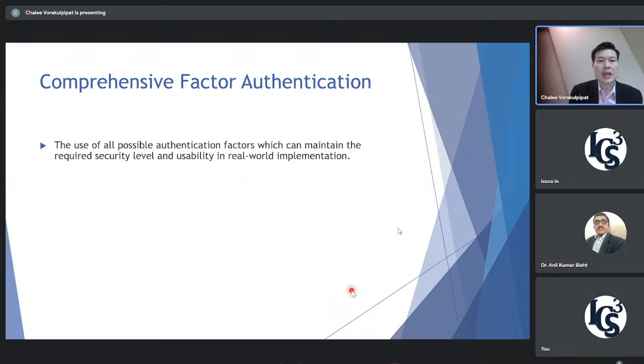All right. That's why we can propose a mechanism, so-called comprehensive factor authentication. The idea of this authentication is that we can use all possible authentication factors, but we still maintain usability. All right, it means that we can have both security and usability. This can solve the problem in case we have high security, but we have low usability. So why not we try to research how to make both high level together. Now let's see how it can work.